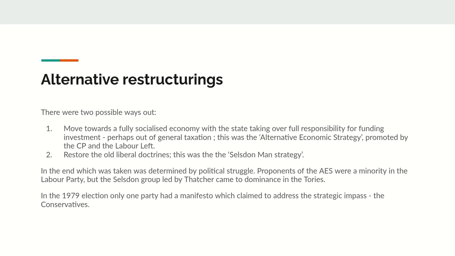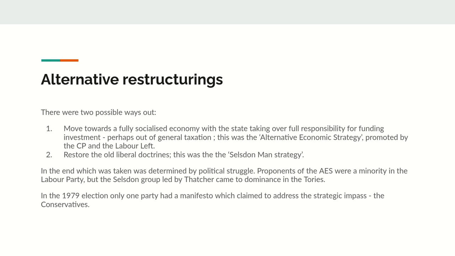This was what was termed the alternative economic strategy being promoted by the Communist Party and the Labour left around Benn. Alternatively, you could restore the old liberal doctrines. And this was what was known as the Selsdon Man strategy, from the Selsdon report, from the right of the Tory party. In the end, what happened was going to be determined by politics. The problem was that the proponents of the alternative economic strategy were a minority within the Labour Party. But the Selsdon group, which came to be led by Thatcher, came to dominance in the Tory party.